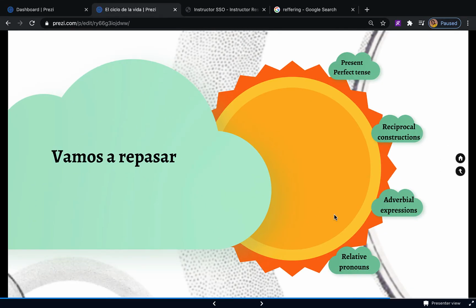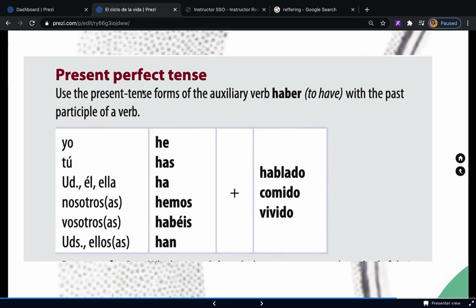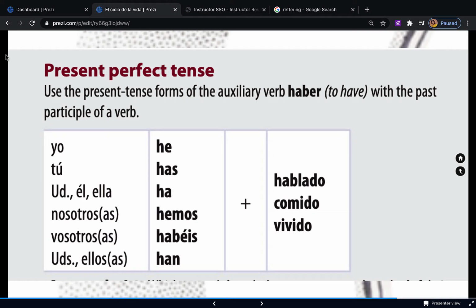Okay, we will start by reviewing the present perfect tense. To form the present perfect tense, you have to use the auxiliary verb haber, and it has to be in the present form. Yo he, tú has, usted, él, ella, ha. Nosotros, nosotras, hemos. Vosotros, vosotras habéis. Ustedes, ellos, ellas, han. And then you add the past participle of a verb.